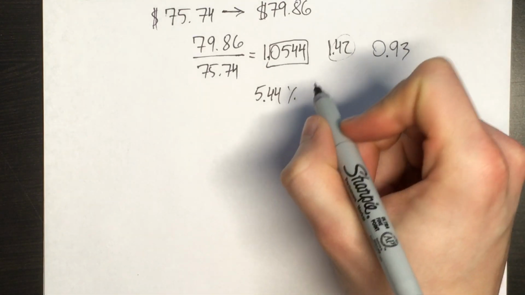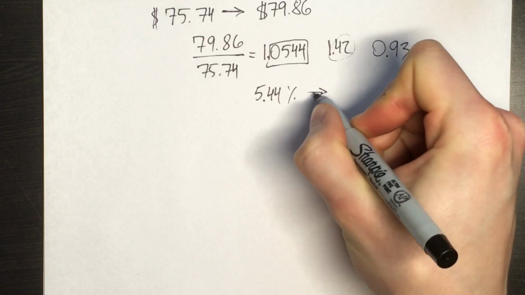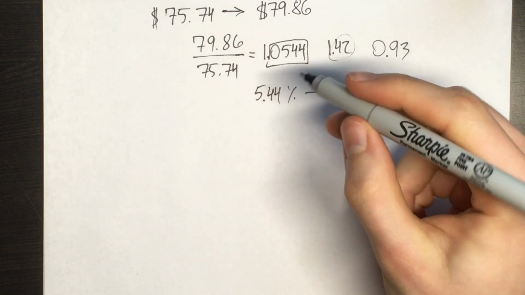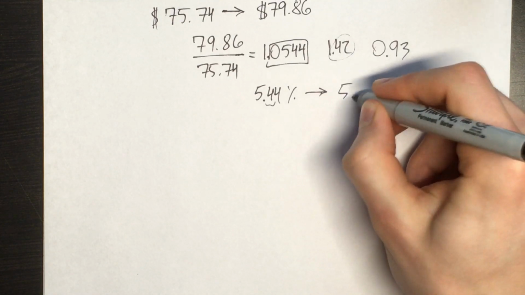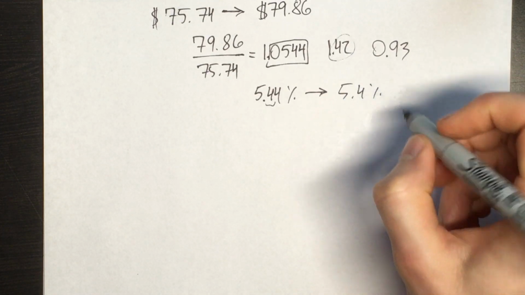So 5.44%, but we want it to the nearest tenth of 1%, so to the tenth decimal place here, we don't need to round up, so it's just 5.4%, which is D.